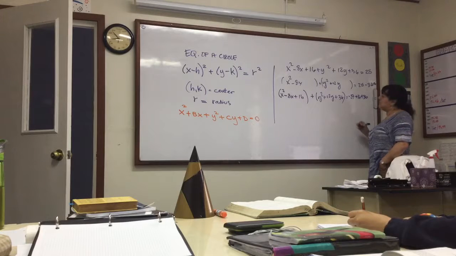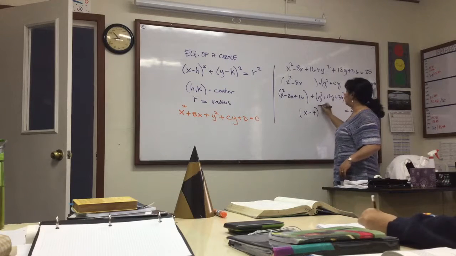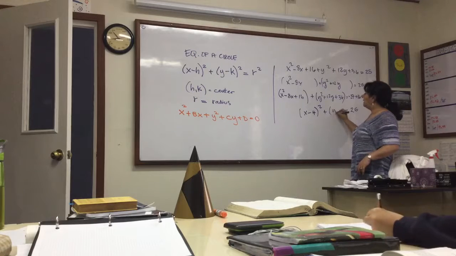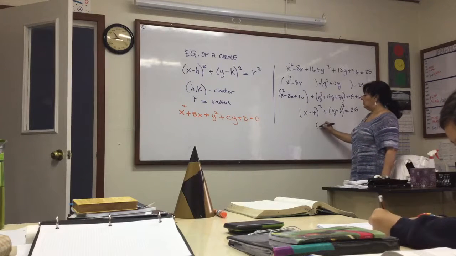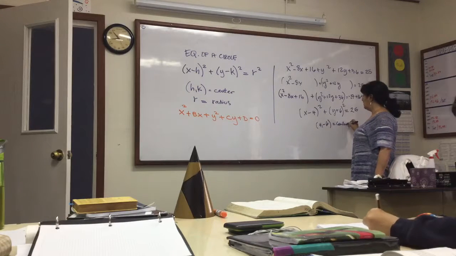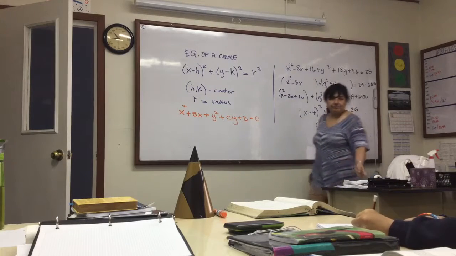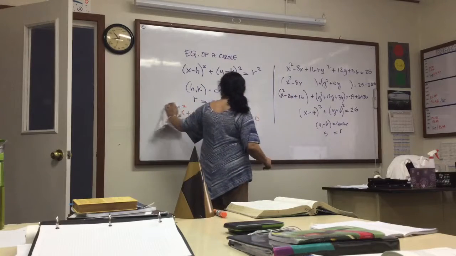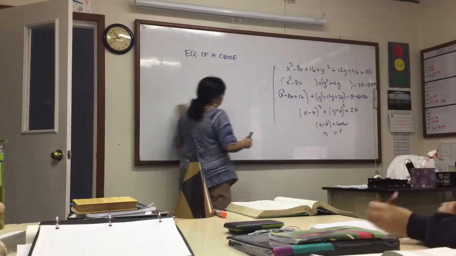So it would be equal to 25. That gives me 25 back, right? And I have x minus 4 squared plus y plus 6 squared. Therefore, my circle has what center? 4 comma minus 6 is my center. And my radius is going to be 5. So how do you graph that?